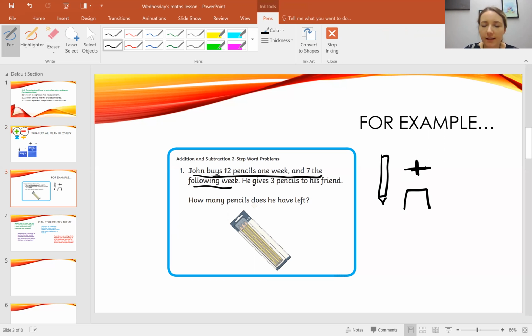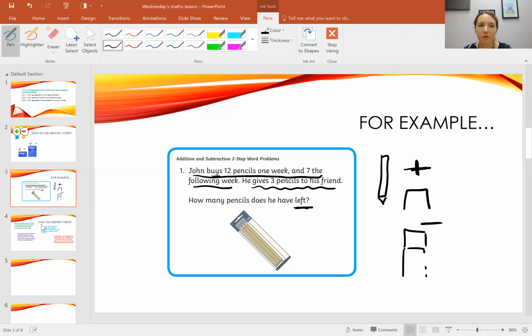And then the second step, step 2, is to find out how many pencils he has left when he gives 3 of them away. We know that that's subtraction because it's got that word left and he's giving some away. He's giving an amount away, which is the same as taking away. So that's an example of a two-step problem where we have two things that we've got to do.